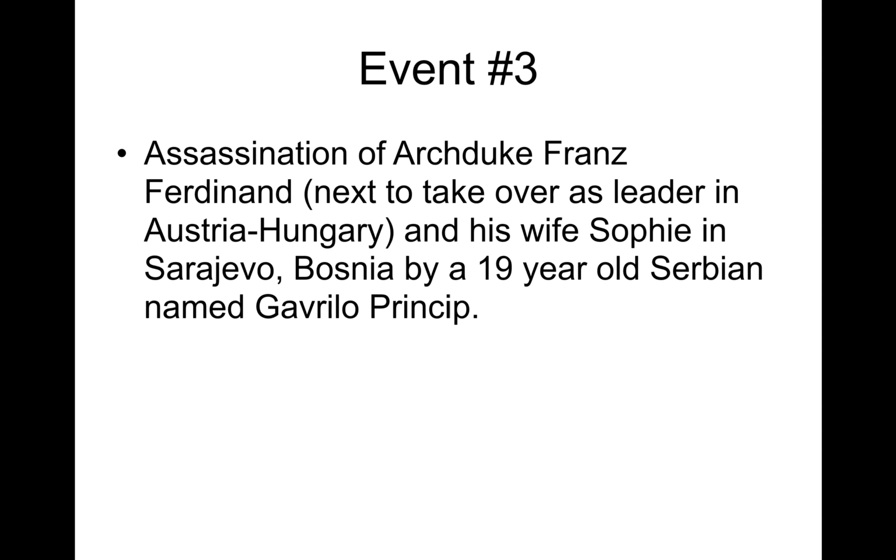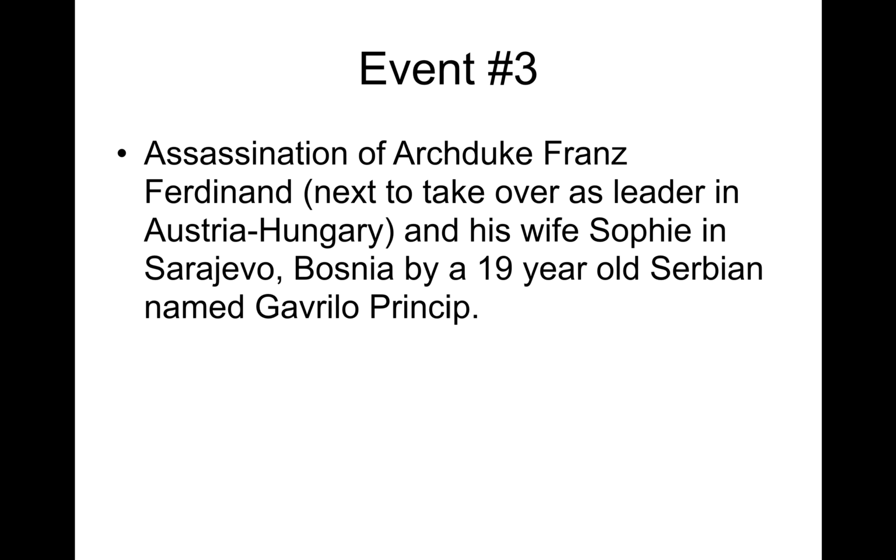Franz Ferdinand and his wife, Sophie, visit Sarajevo. And Sarajevo is in the country of Bosnia. And they actually go into Bosnia, and they are part of a parade in Bosnia. And they're driving in the back of their car. They have a chauffeur. And they're driving in their car when a 19-year-old Serbian named Gavrilo Princip comes up on the car and shoots both of them, killing both of them.